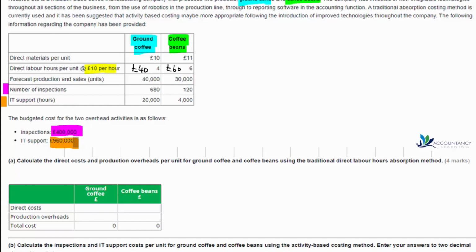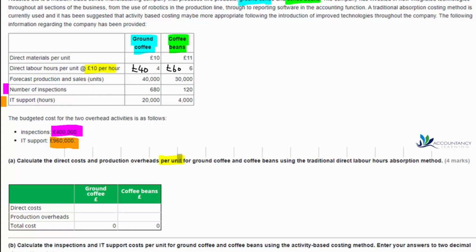So in part A, it asks us to calculate the direct costs and the production overheads per unit. So notice it's per unit, and you've got to be careful in your question because it might ask for the costs per batch, or it might ask for the costs per hour, or whatever it's going to be. So make sure you're focusing on the right thing. So we're looking at the cost per unit for the 2 products, the ground coffee and the coffee beans.